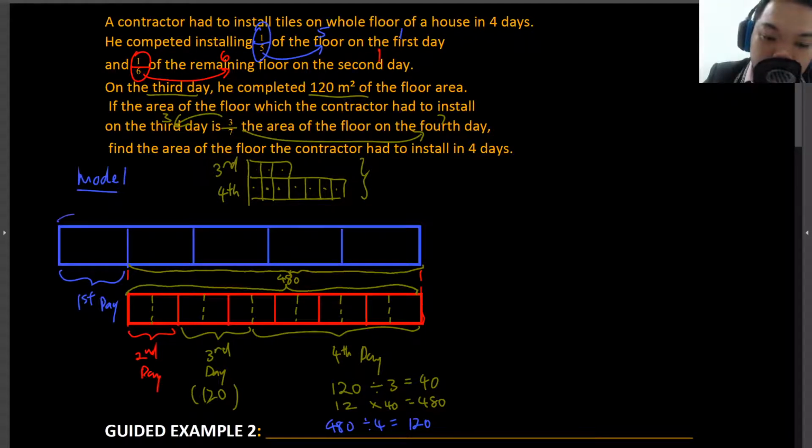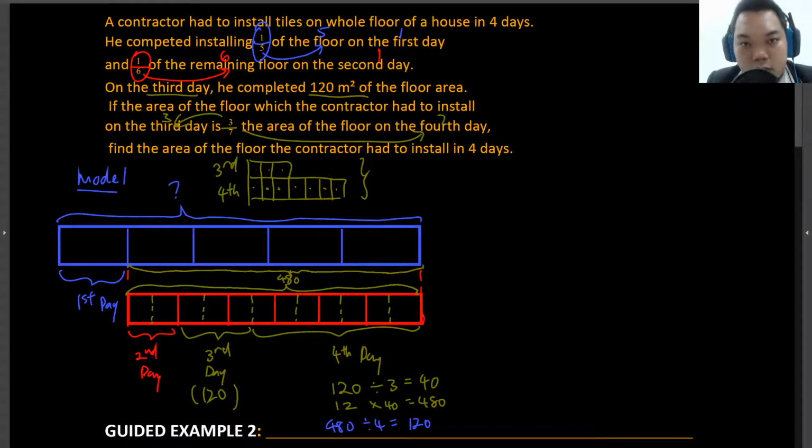So if that is the case, we want to find out what this total would be. This total is simply going to be 120 times 5. That will give us 600. So the answer here will be 600 meters squared.